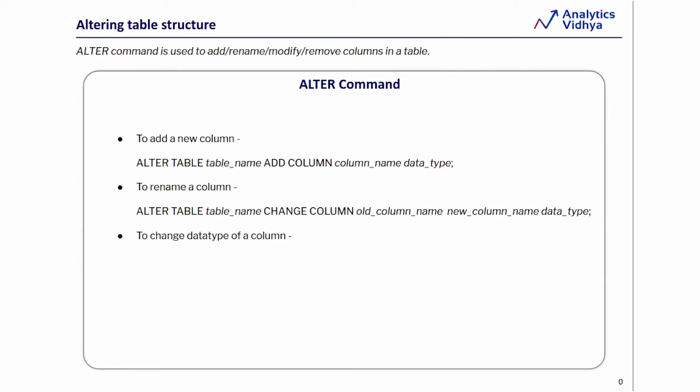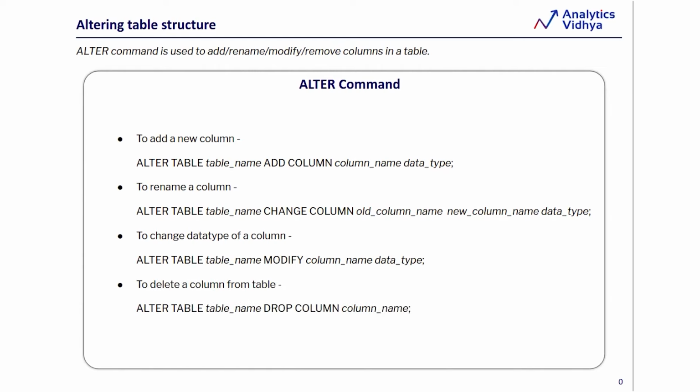To change the data type of an existing column, we write something like this. Alter table, table name, then we make use of modify, then the column we want to modify and then its new data type. Finally, to remove a column from a table, we have to make use of drop with alter. So alter table, table name, drop column and then the column name we want to drop.